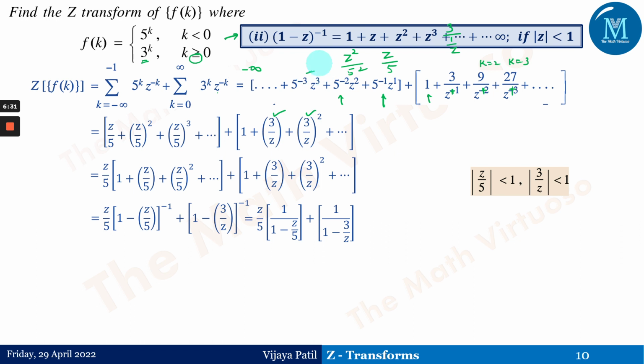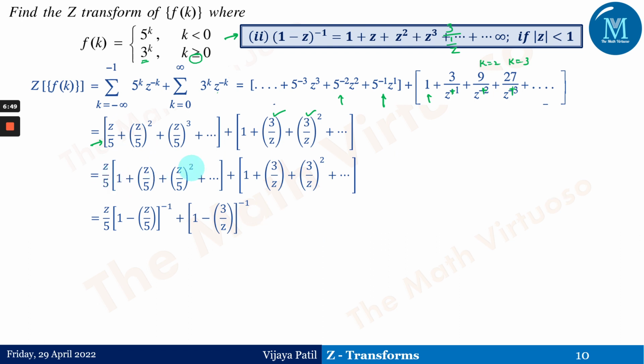Because of this, if you observe, this is the series which we are going to use, because all the terms are plus. In the first case, in this bracket, we'll be taking z by 5 out, because in every term we have z by 5. So if we take z by 5 common from the first term, we will get 1 plus z by 5 plus z by 5 the whole square, and so on.